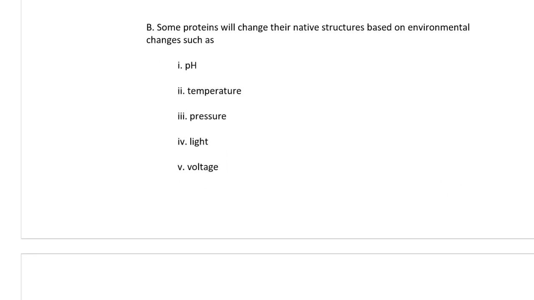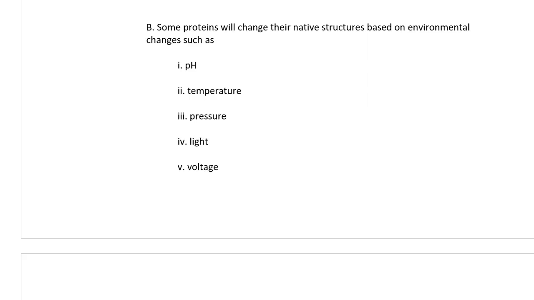Some proteins will change their native structure based on environmental changes such as pH, temperature, pressure, light, and voltage. So that means that the proteins are not stuck in their native structure. They might be in one native structure at a certain pH and switch to a different native structure at a different pH. Now, why would a protein do that?